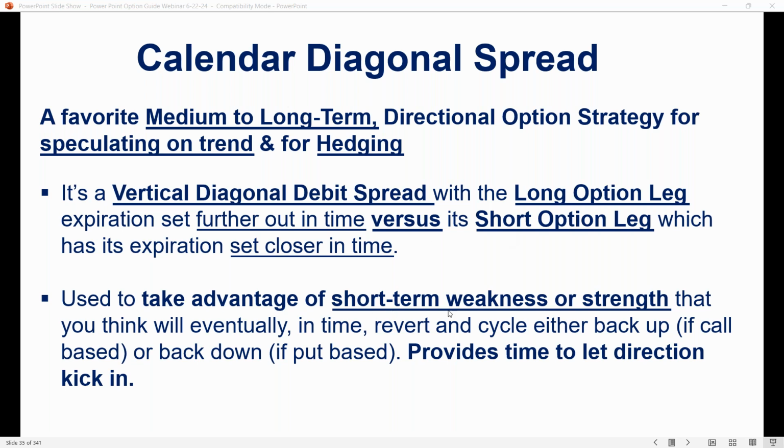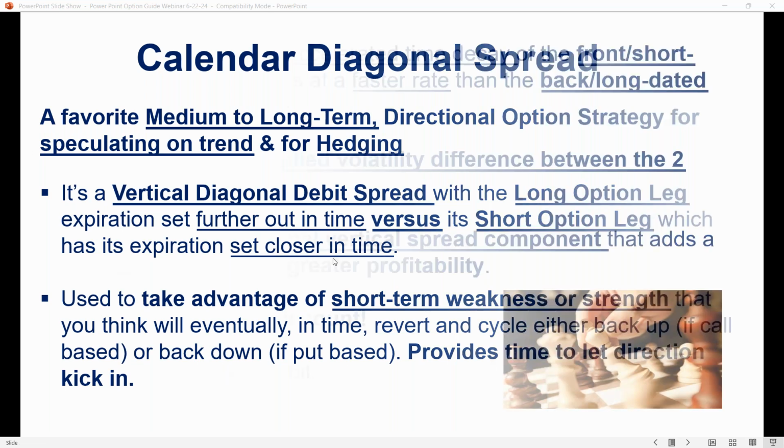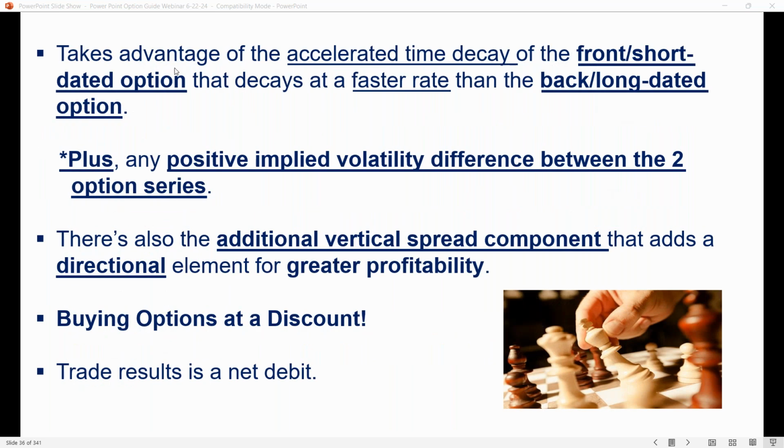So what it does, it takes advantage of that short-term weakness or strength that you might think will eventually revert and cycle either back up if call-based or back down if put-based. So this provides you time to let that directional trade kick in. I love to use this strategy when we have a market that's been going down really hard and finally starts to bottom out, but we're not sure exactly when it might turn up. So we can use this strategy to work the trade.